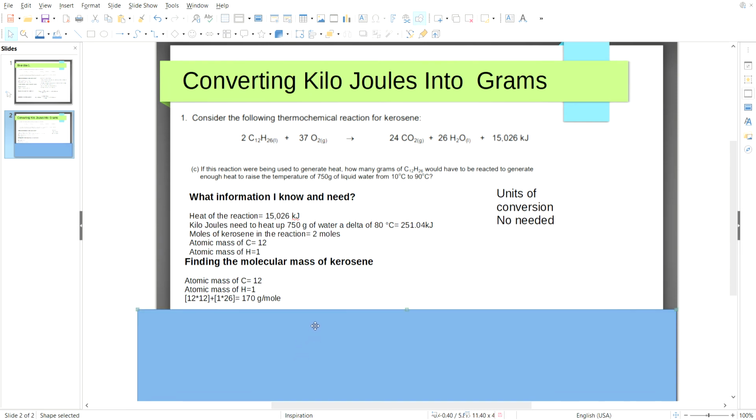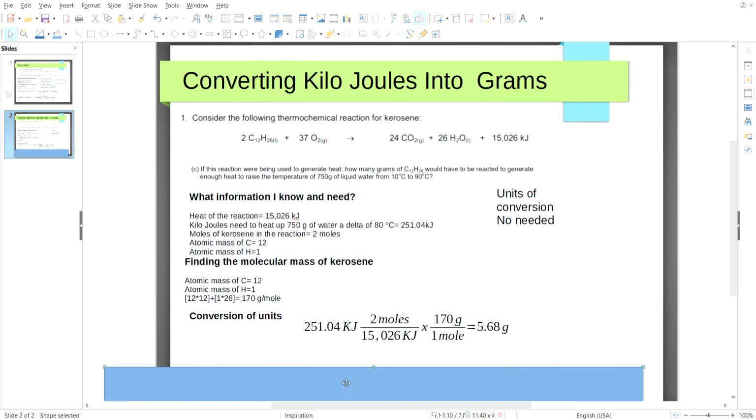So the first thing we need to do is find the atomic mass of kerosene, which is a pretty simple calculation. We're going to multiply the number of carbons times the atomic mass of carbon, as well as the atomic mass of hydrogen and the number of hydrogens. And finally, we're going to add these two values. The final atomic mass we got is 170 grams per mole. And having this atomic mass already found, we're going to continue with the conversion of units.